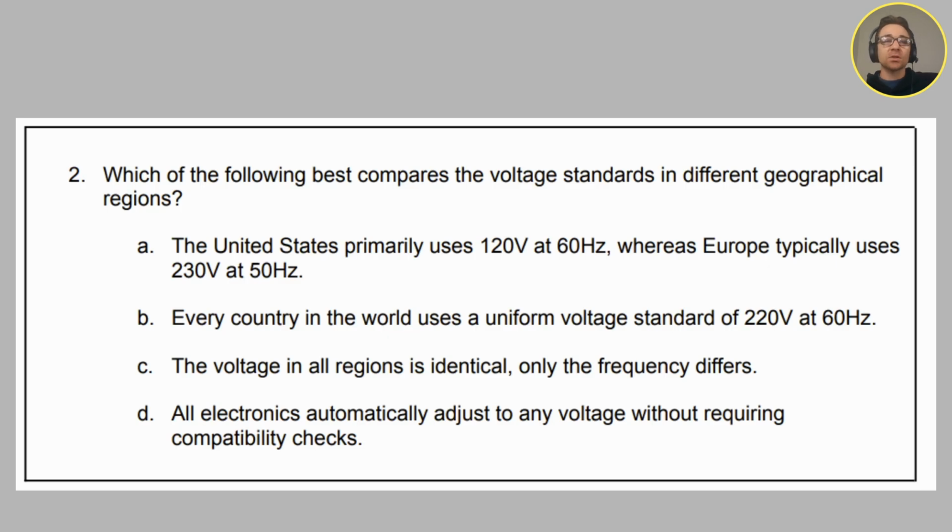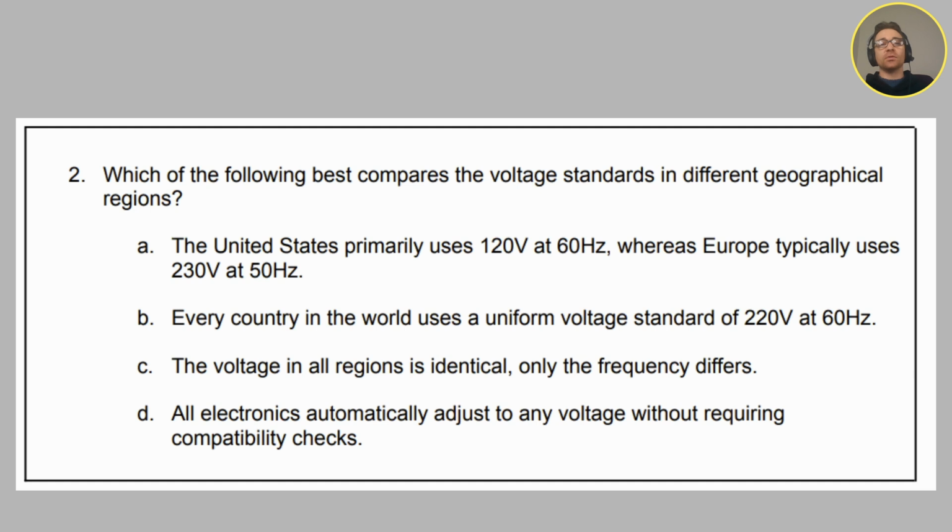Here we go with the practice questions. That's everything we've covered. I'm going to come in and read this question. The first practice question reads, which of the following best compares the voltage standards in different geographical regions? A, the United States primarily uses 120 volts at 60 Hertz, whereas Europe typically uses 230 volts at 50 Hertz. B, every country in the world uses a uniform voltage standard of 220 volts at 60 Hertz. C, the voltage in all regions is identical, only the frequency differs. Or D, all electronics automatically adjust to any voltage without requiring compatibility checks.